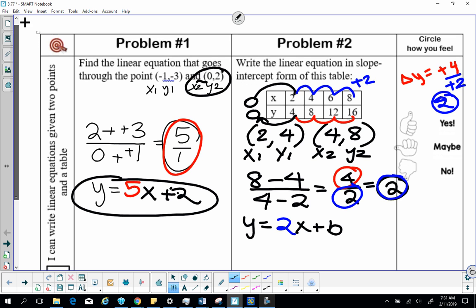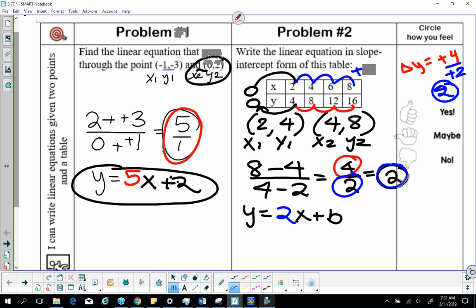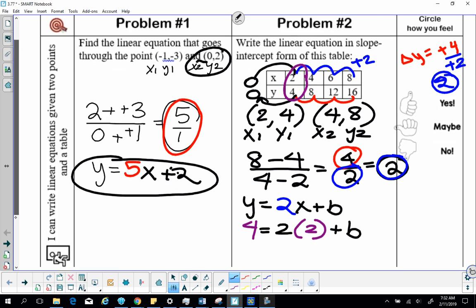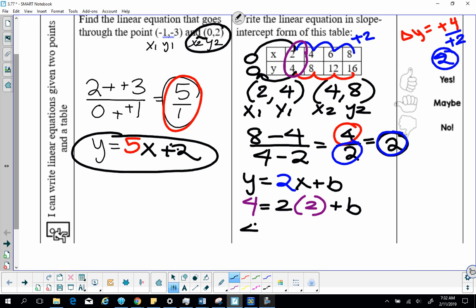Or if you don't want to work backwards like that, I can choose a point and plug it in. So I can choose any point. I'll choose this one, and I'll go, okay, my y is 4, and my x is 2. So either way you do it, you should have gotten the same answer. So what is 2 times 2? 4. Then how do I get b by itself? Subtract 4. And 4 minus 4 is 0. I got the exact same answer. Doesn't matter if you work backwards on the table or if you solve it like this. So my answer would just be y equals 2x.